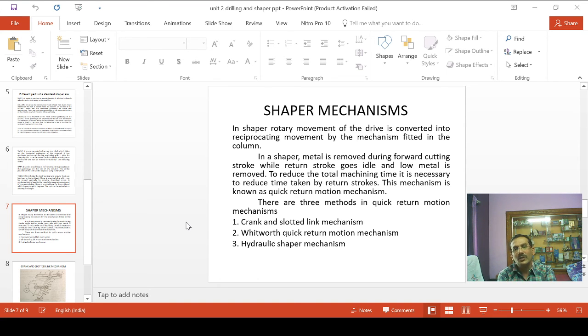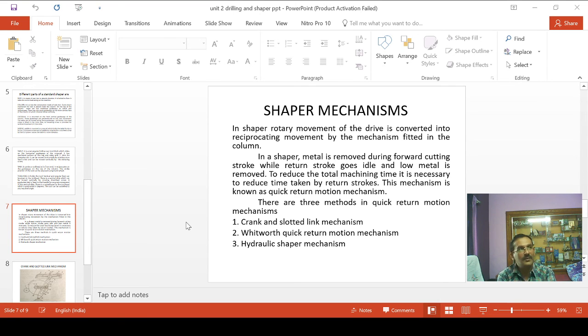In a shaper, rotary movement of the drive is converted into reciprocating movement by the mechanism fitted in the column. In the shaper, metal is removed during the forward cutting stroke, while the return stroke goes idle and no metal is removed. To reduce the total machining time, it is necessary to reduce the time taken by the return stroke.